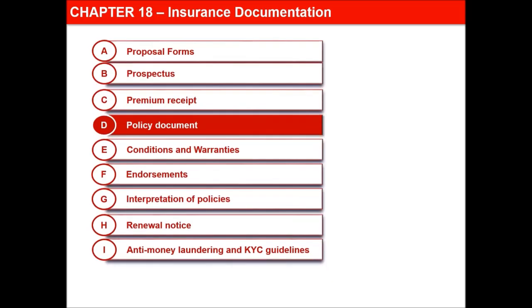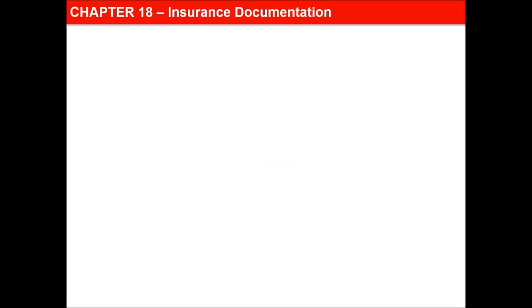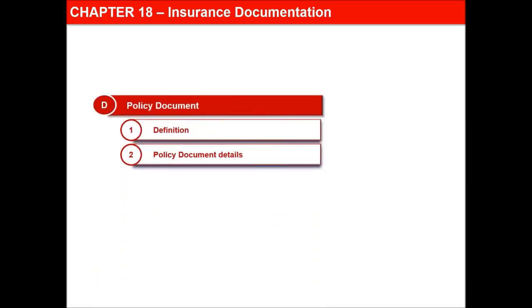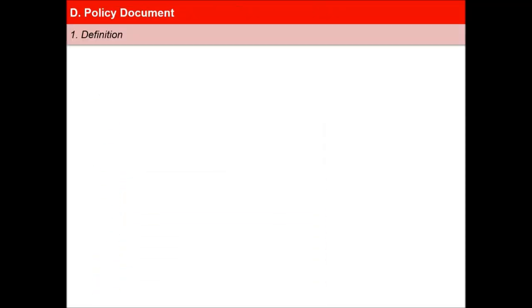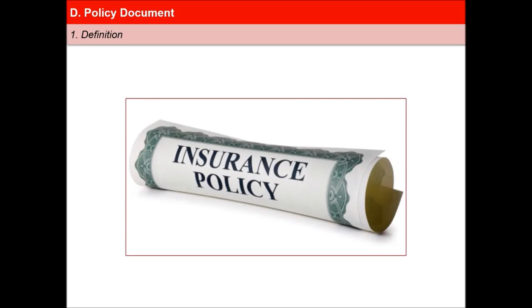In this next video of the lesson, Insurance Documentation, we will learn about policy document. Here we will cover the following concepts. The policy is a formal document which provides an evidence of the contract of insurance. This document has to be stamped in accordance with the provisions of the Indian Stamp Act 1899.